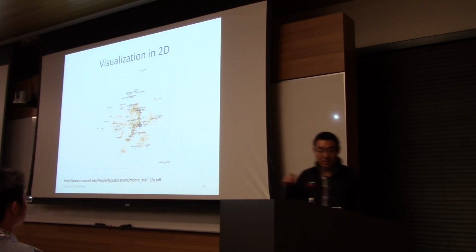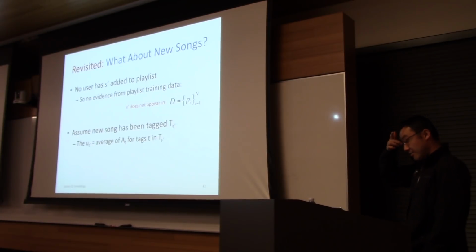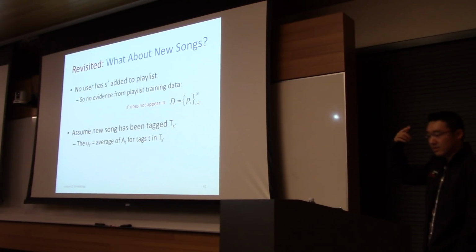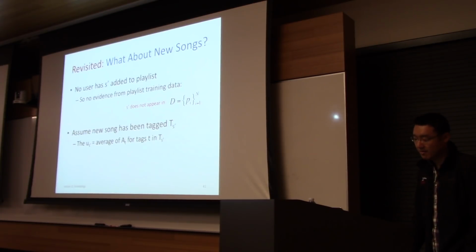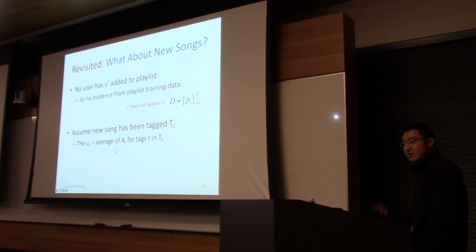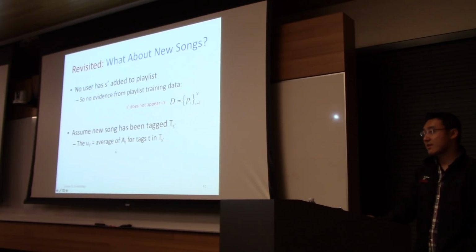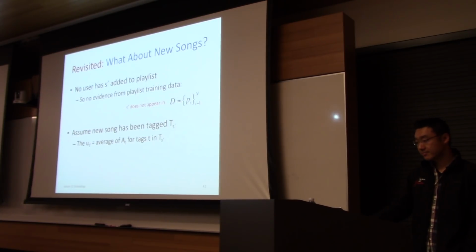So now if you have a brand new song that was just added to the playlist, added to the data set, and no user has created a playlist around the song yet, if you assume that the song has been tagged, you can initialize the embedding for that song as the average of the embeddings of the tags for that song. And this turns out to be fairly useful, at least much more useful than having nothing for that new song.